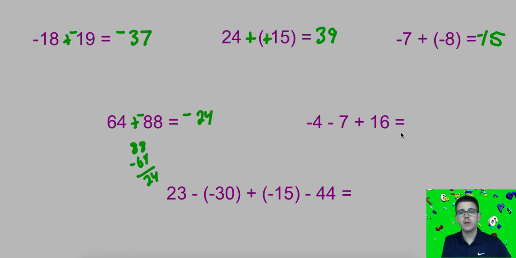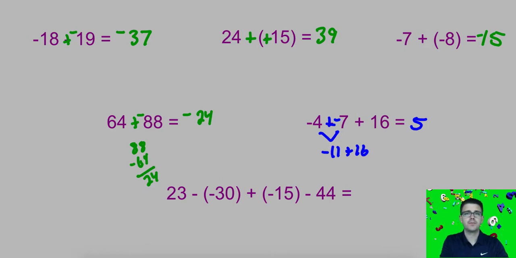Okay, next one, these longer ones, be careful. Only change the subtractions and only change the numbers that come right after it. So negative 4 minus, so it becomes plus, 7 becomes negative 7, adding the opposite. Here I've already got addition, so I'm going to leave it alone and leave my 16 alone. Negative 4 plus negative 7 is negative 11. Plus 16, different signs, subtract. 16 minus 11 is 5. And the positive was bigger, so it's going to stay positive 5.